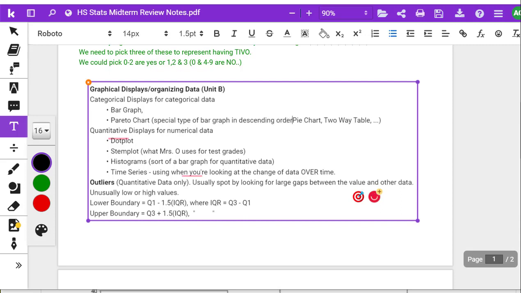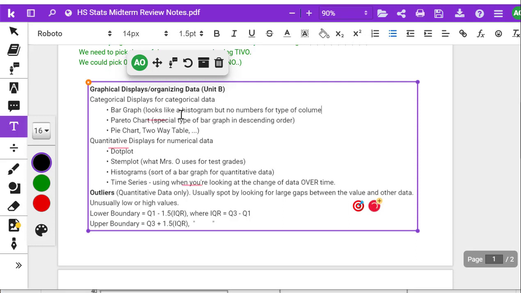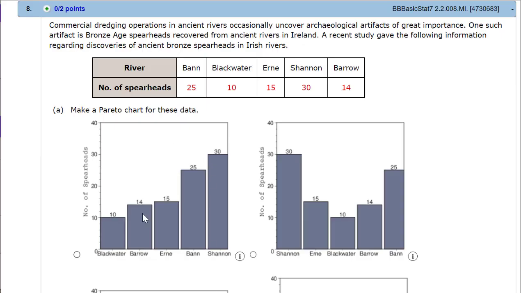Descending order. All right, you got pie chart, bar graph. Those are mainly it. Looks like a histogram, but no numbers on the columns, for the type of columns, right? So, I'll show you what I mean. When we're going to this problem here, you can see I don't have numbers down here. If this was a histogram, I would have a starting number and an ending number.